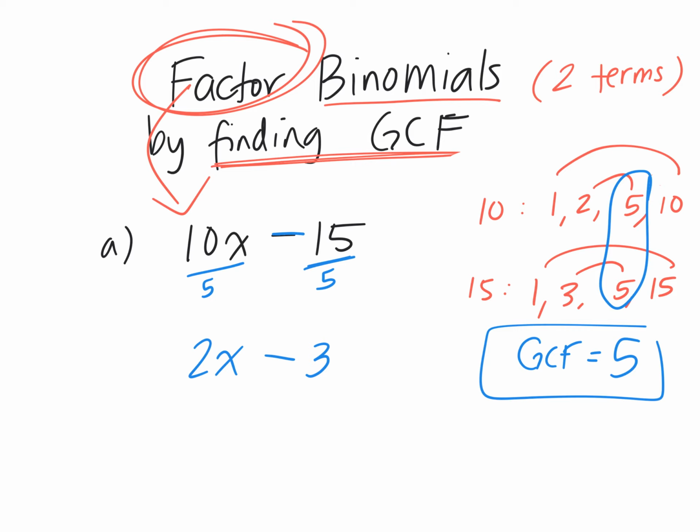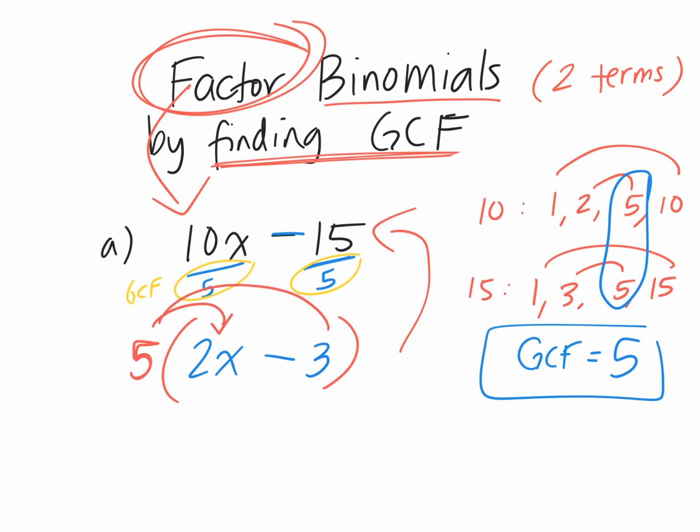Okay, so what we're doing is we're saying that 5 times 2x minus 3 is equal to 10x minus 15. Is that true? If you are finding the greatest common factor, you are dividing everything by that greatest common factor. The opposite of division is multiplication. What that means is that if I can divide it by 5, then whatever the answer is, if I multiply it back by 5, I'm going to get back to the original question. That's all you're doing. Find the greatest common factor, divide each term by that common factor to figure out what it is in factored form.